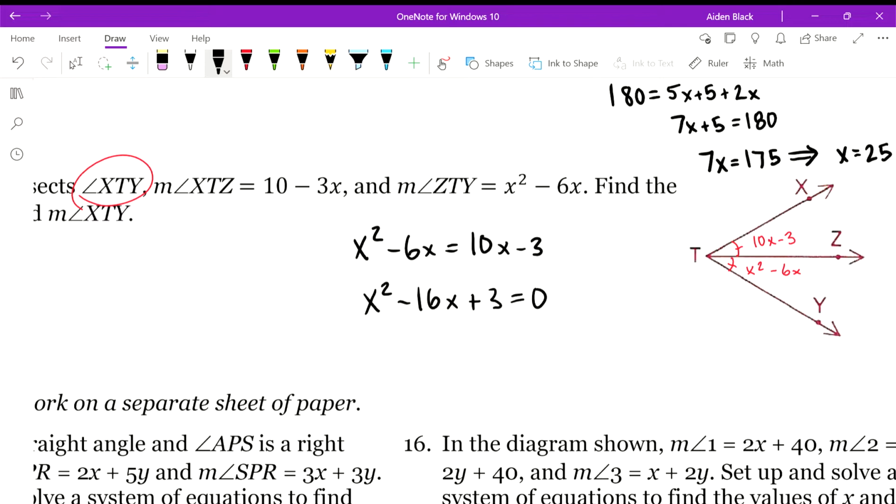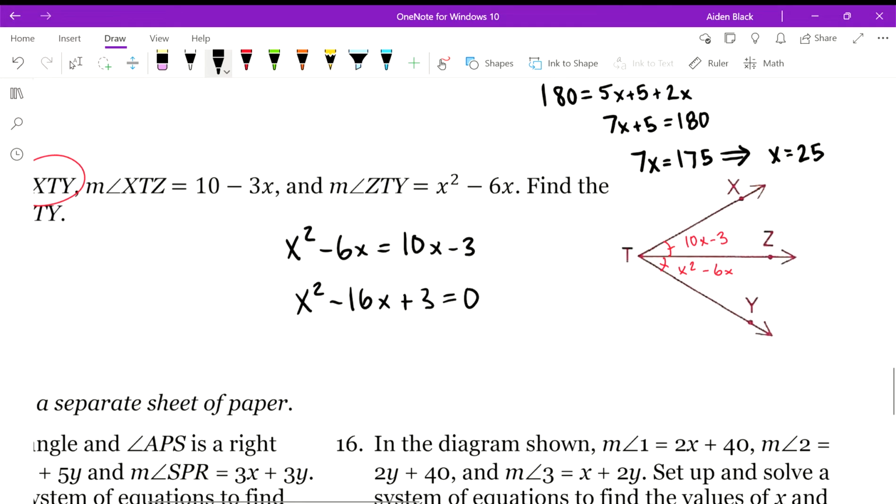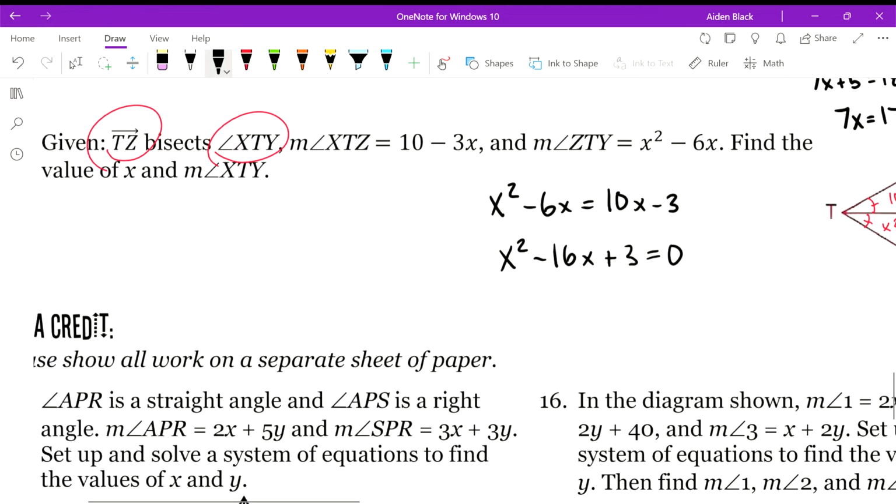Now what we're supposed to do is find the product. So two numbers that multiply to get 3, that when we add them together we get negative 16. But you'll notice that the only factors of 3 are 3 and 1. There's no way we can add those in any form to get negative 16. So what we'll have to do is use the quadratic formula.